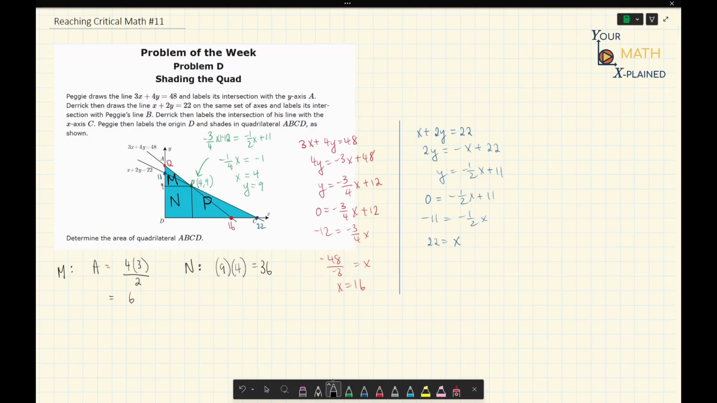The last one is P. So P is going to have a triangle of base, well, this coordinate here is x equals 4, so 4 to 22. That's a base of 18. And the height is 9, so 18 times 9 divided by 2. The 18 and the 2 could reduce to 9, so this works out to an area of 81. So our final area is going to be 6 plus 36 plus 81, which works out to 123. And since they haven't provided any units, we'll write units squared.